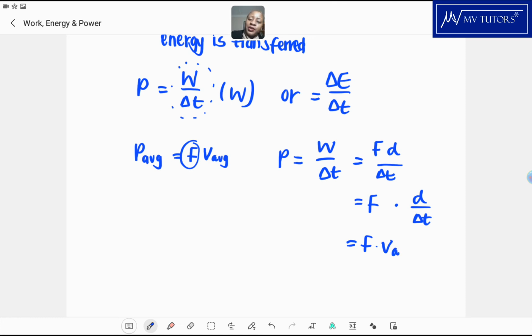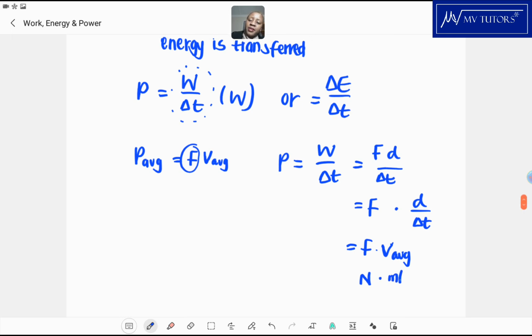And that's average because of this delta T here. It's going to be T final minus T initial, so it gives you an average time. Hence, the velocity also has to be average. That is still measured in watts, but if you want to put in the individual units, you know that force is in Newtons and velocity is in meters per second. Okay, guys, we've covered all the theory, I believe.